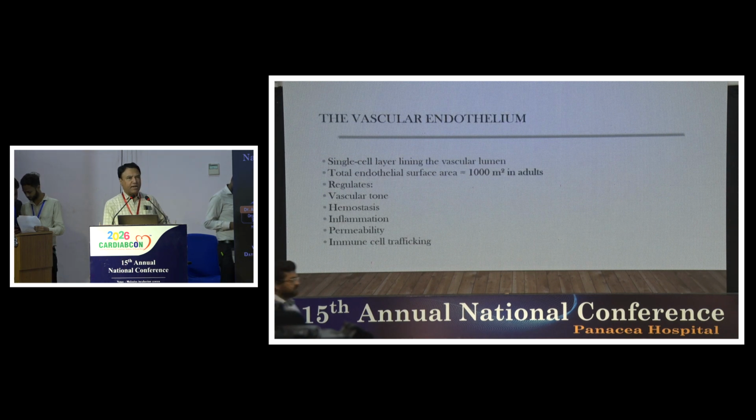Vascular endothelium is a single layer and in an adult is almost 1000 square meters, a very big area. But what is the function? It maintains the vascular tone, the homeostasis, that is the antithrombotic activity, inflammation. It will have an impact on pro versus anti, depending on the local mediators it can release, permeability, immune cell trafficking, and it itself will act like a big organ.